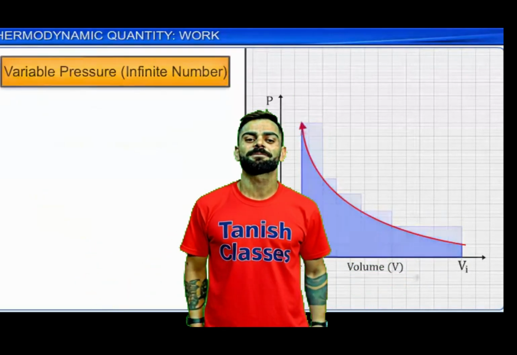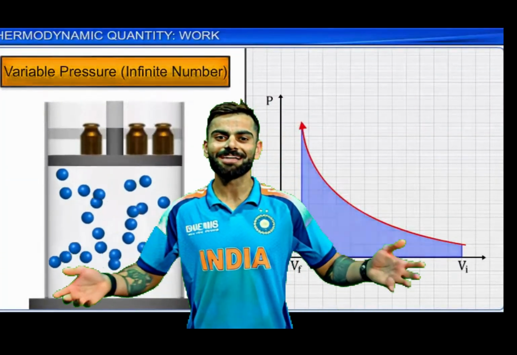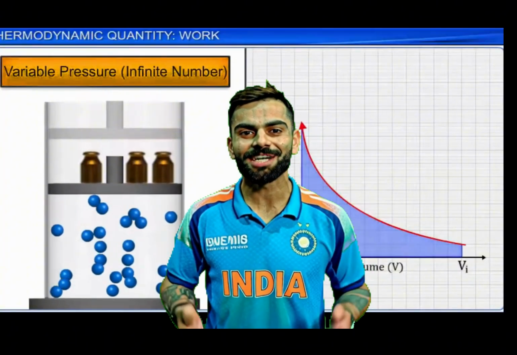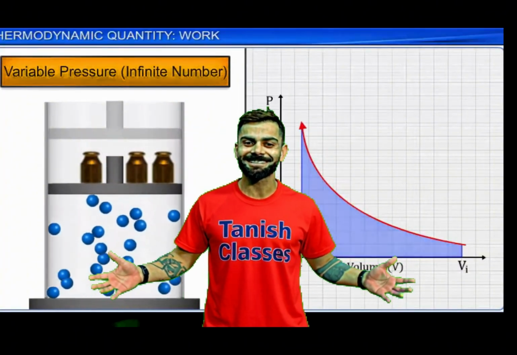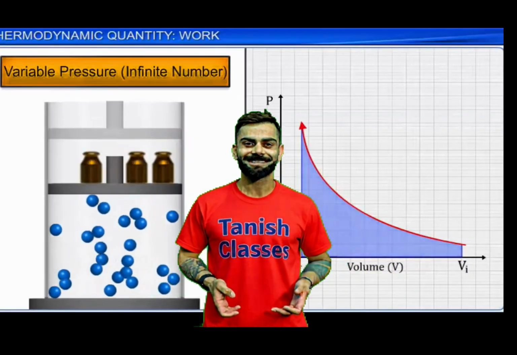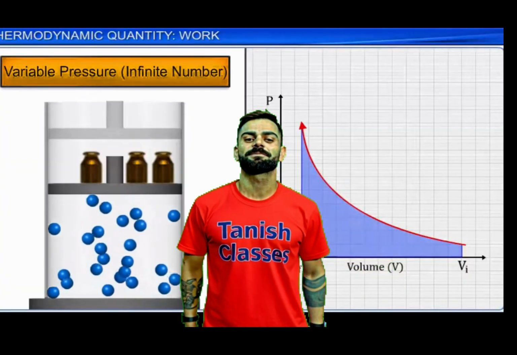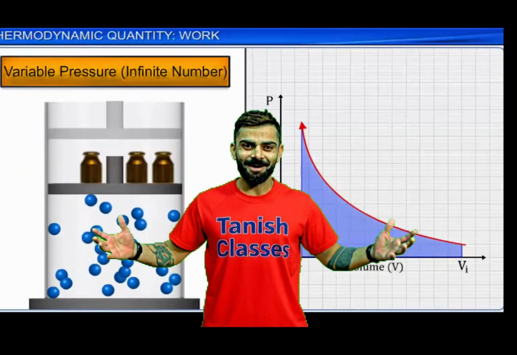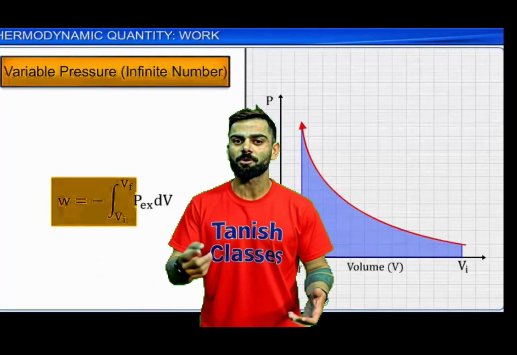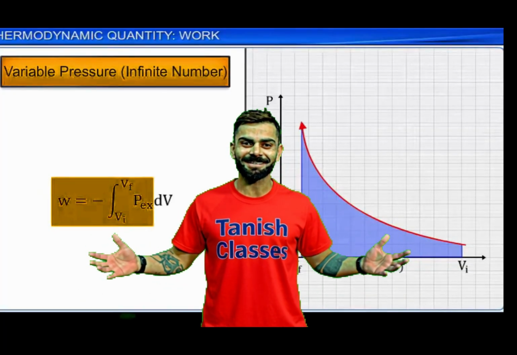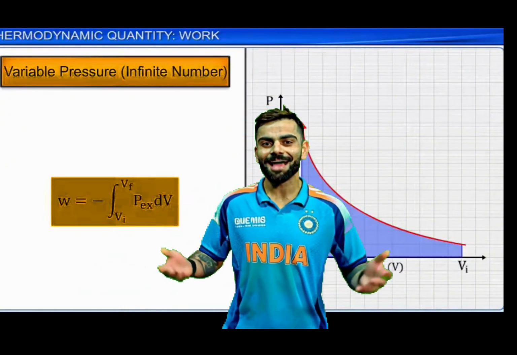However, if the pressure is not constant and varies such that it is always infinitesimally greater than the pressure of the gas at each stage of compression, the volume decreases by an infinitesimal amount dV. Then, work is equal to minus integral of external pressure PEX multiplied by infinitesimal change in volume dV.